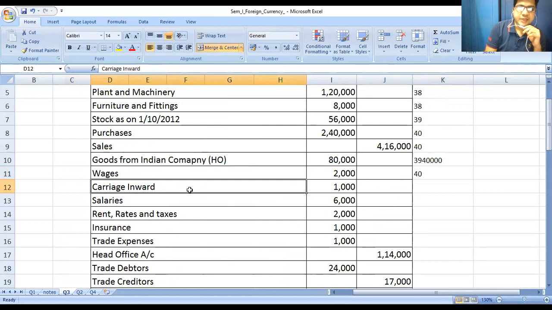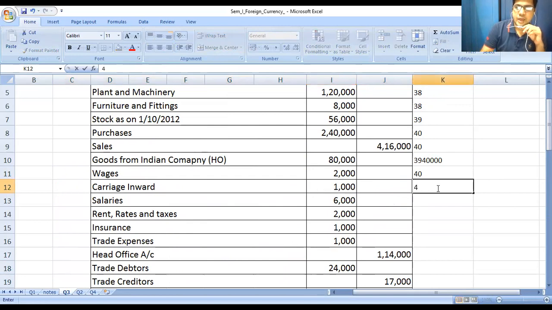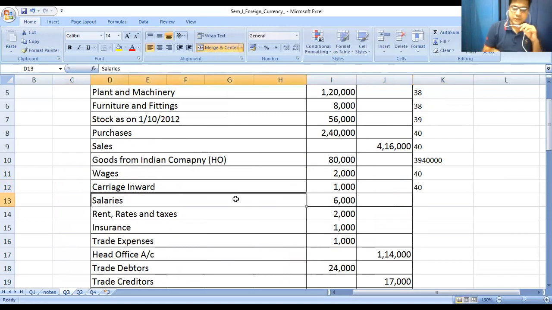Next, carriage inward 1,000 US dollar. Again, we have to put average rate. It is a revenue item. Then one thing you have to keep in mind: all revenue items, all expenses, those expenses and incomes, day-to-day business expenses, we have to use average rate.